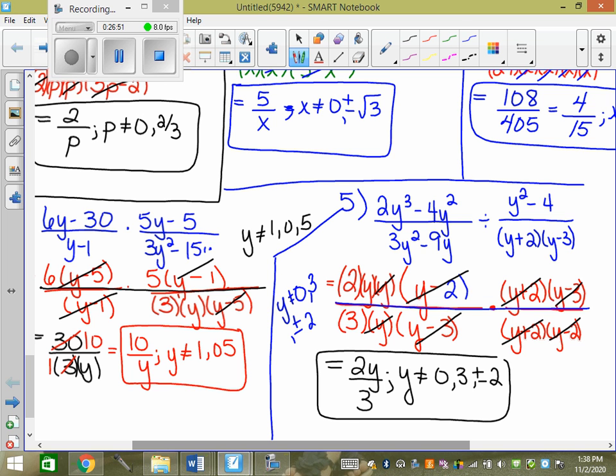So remember, the only way we can solve them is if they actually say solve, and then we can go y1, y2 because they have an equal sign in the middle. These ones we just have to simplify. Okay?